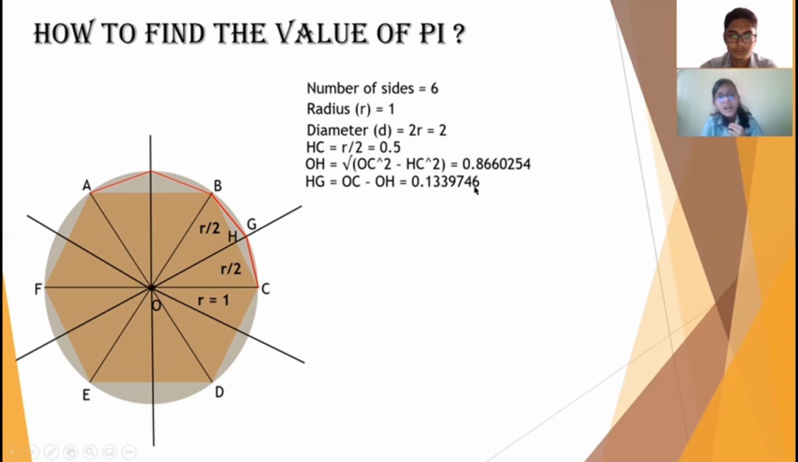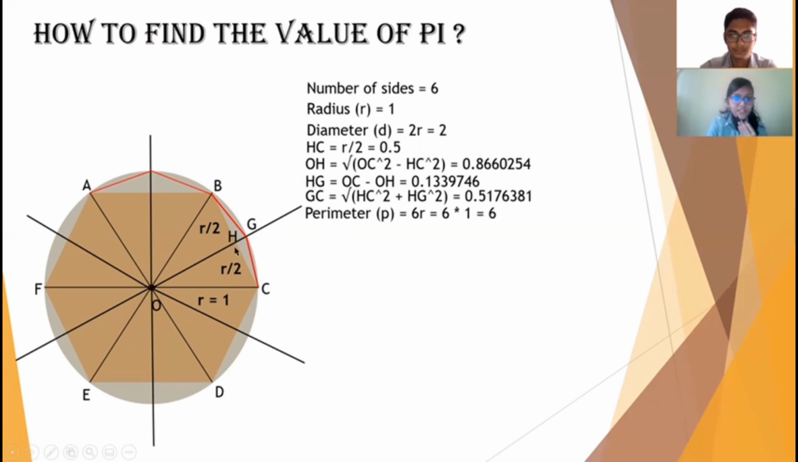0.133974. Again, by using the Pythagoras theorem, we find the measurement of GC as the square root of AG squared plus HG squared, which is equal to 0.5176381. Since it is a regular hexagon, number of sides is 6, so the perimeter is 6r, which is 6.